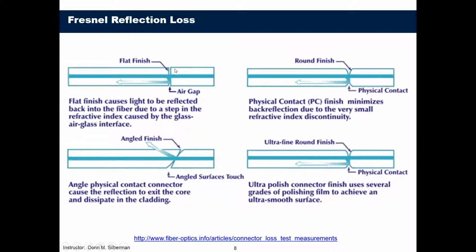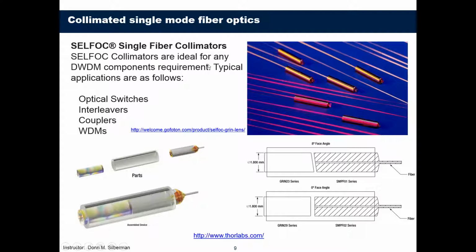Different fiber tips: fiber flat finishes, round finishes, angled finishes, ultrafine round finishes, all these different types of things that people do help get the light from one fiber to another or from one fiber to a device or in and out. These things, Self-Foc lenses, if you haven't heard of these, are very special gradient index lenses which help you get the light in and out of fiber optics in different waveguides.